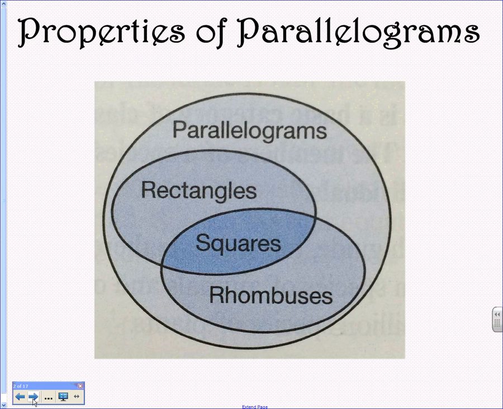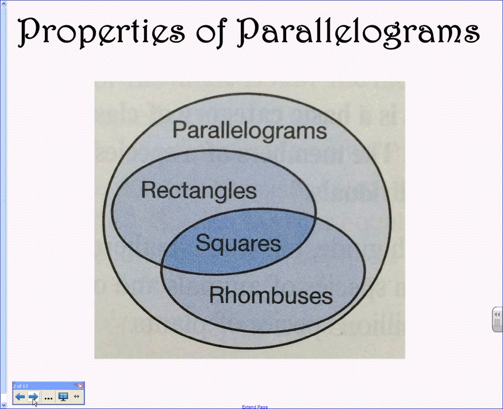So in case you have forgotten, parallelograms is a big group of things. And rectangles, rhombuses, and squares are all types of parallelograms. If you look, are all parallelograms rectangles? Are all parallelograms squares? Are all parallelograms rhombuses? So we could have a parallelogram that is not a rectangle, square, or rhombus.